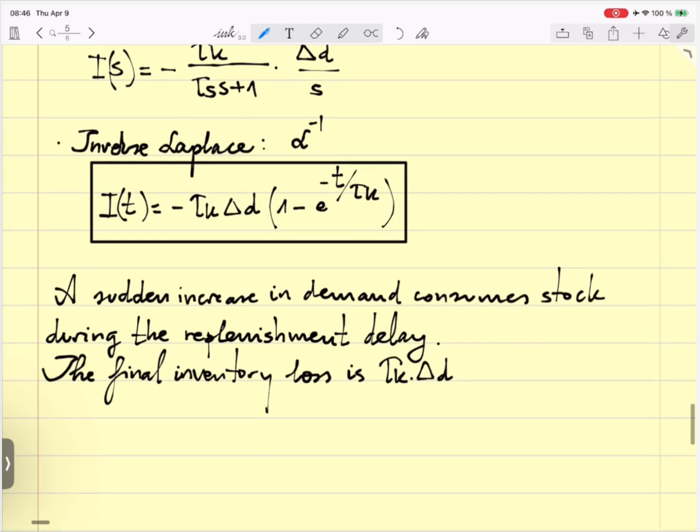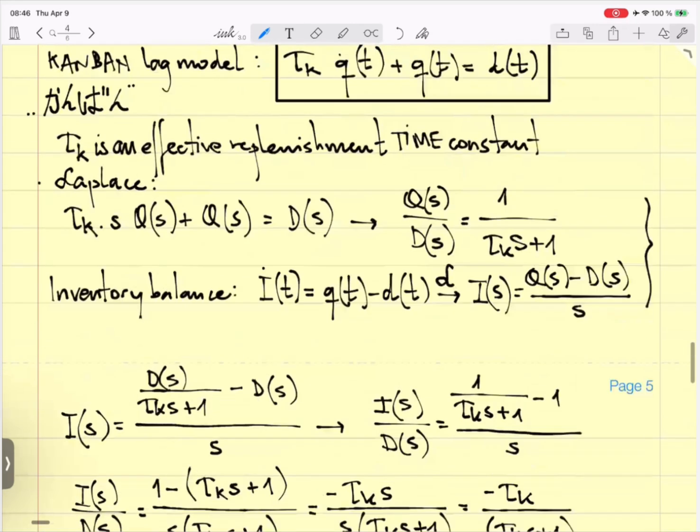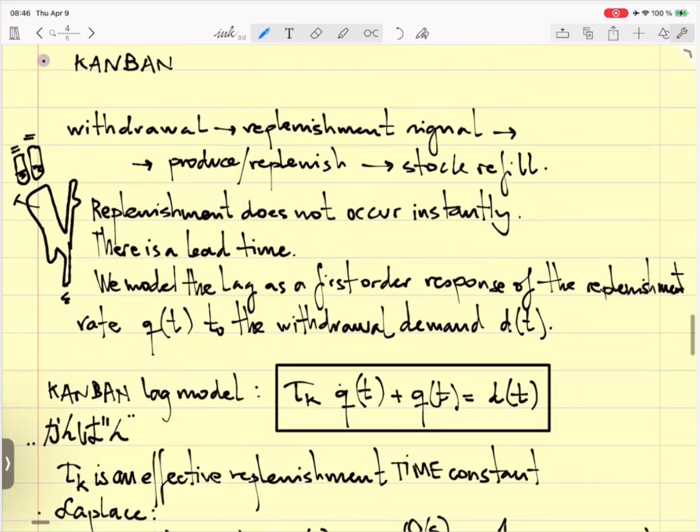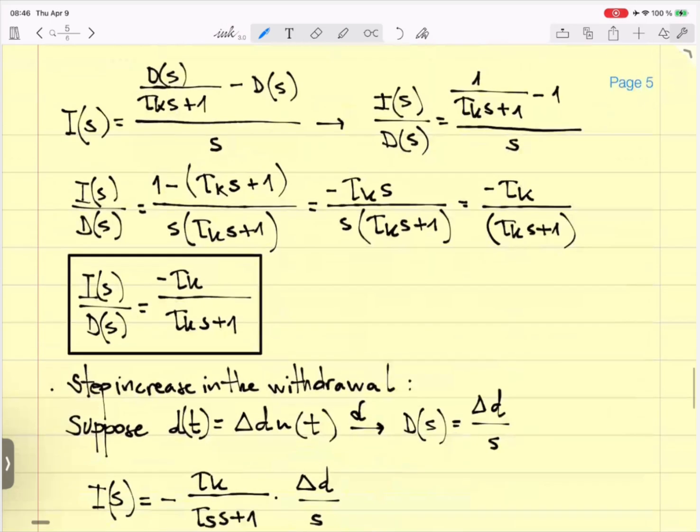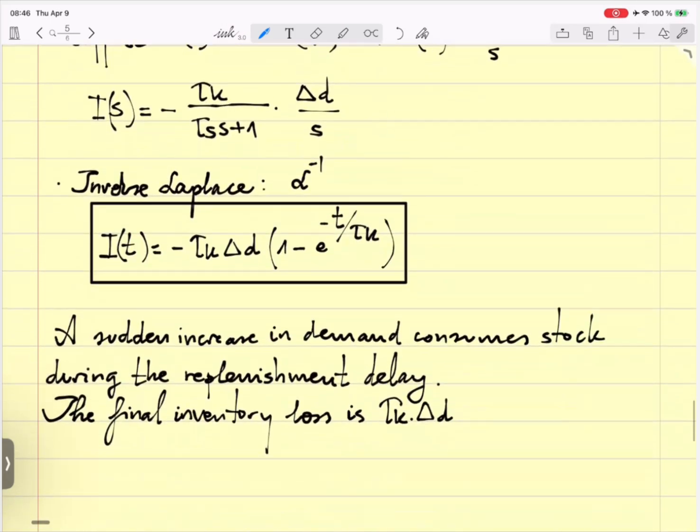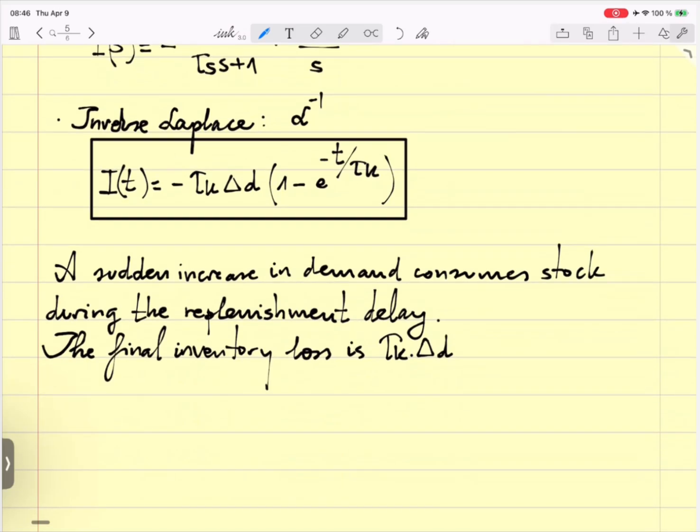So we have seen Kanban. In the Kanban rule, there is a trigger of replenishment signal once we withdraw. Okay. Now, Kanban has the problem that it's difficult to implement. That's why engineers have looked at a different way that is easier to implement. It's CONWIP.